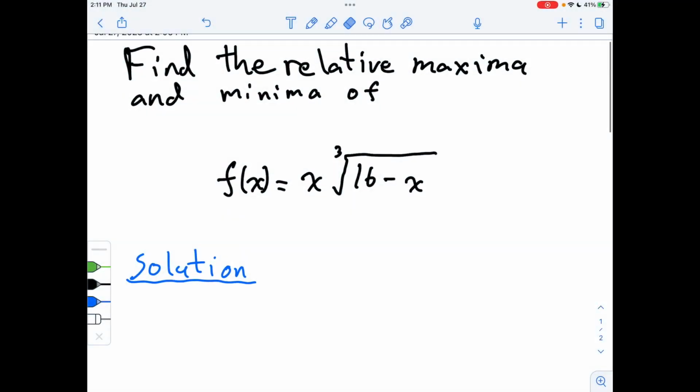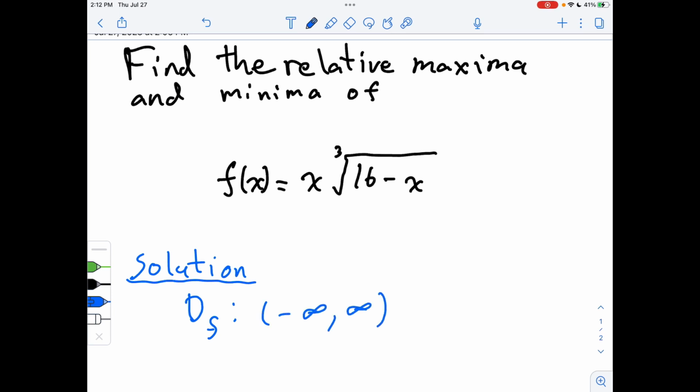Find the relative maxima and minima of f of x equals x times the cube root of 16 minus x. So the first thing I'd like to do is define the domain of this function, which in this case is all real numbers.